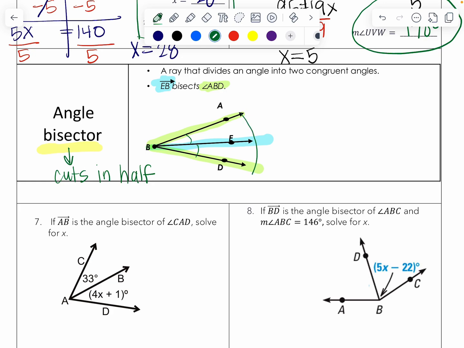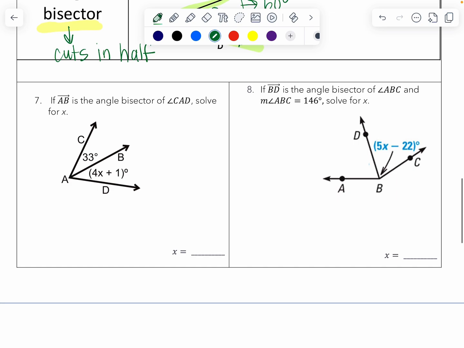Let's pretend that the measure of this whole green angle is 60 degrees. I haven't measured it, but maybe it's around 60 degrees. If it is, each of those would be exactly 30 degrees. A bisector means it's being cut exactly in the middle. Okay, so let's try some problems with bisectors.